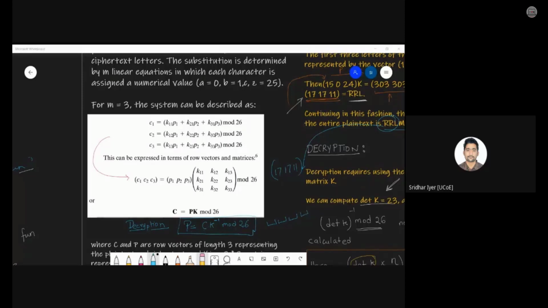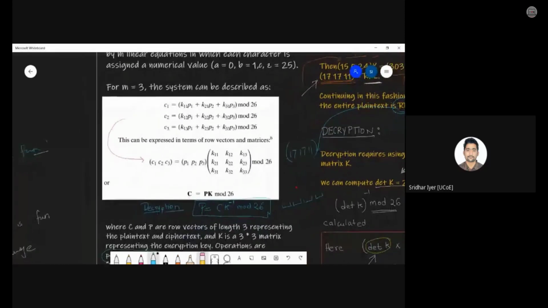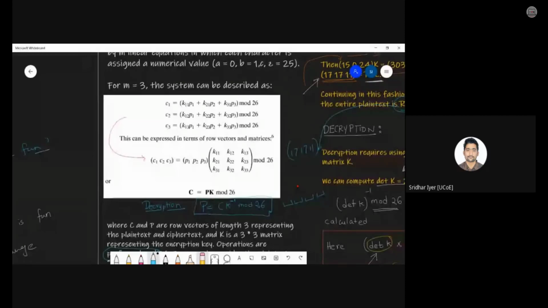Fine. So that is my main task. I want to make sure that the cryptanalysis is difficult. That is why encryption in any algorithm is always simple. The decryption part is difficult. Fine. That is what we do.